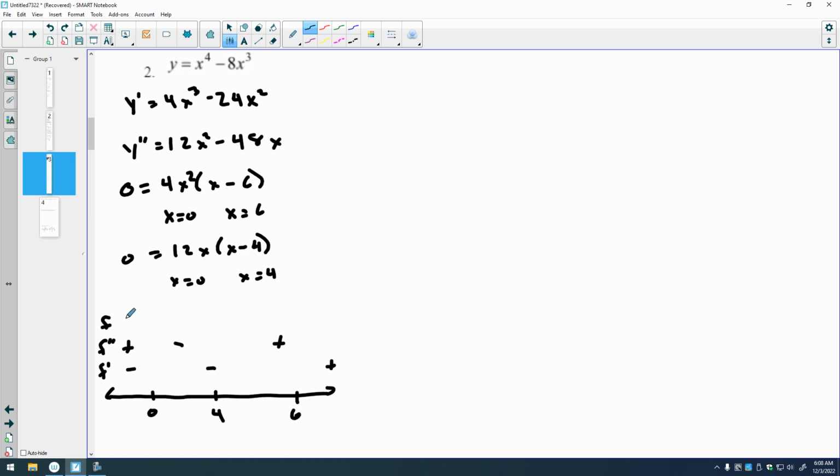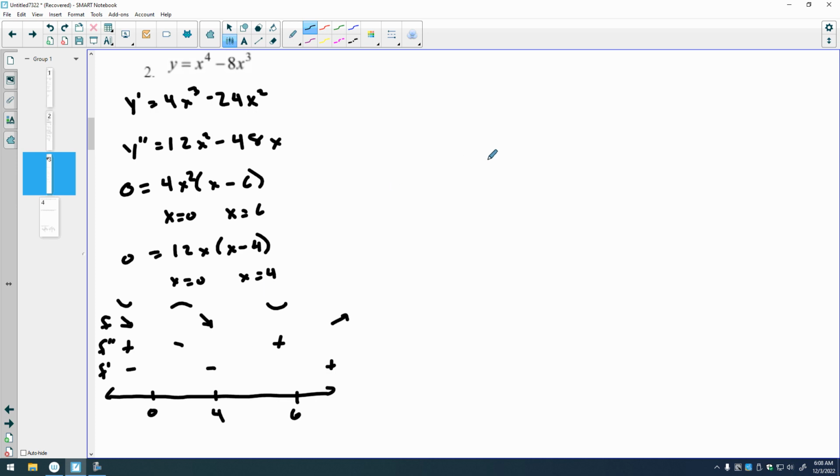Okay, F. Decreasing to the left of 0. Decreasing still between 0 and 6. And increasing to the right of 6. F double prime is positive over here, so it's concave up. It's concave down. And over here, it's back to concave up.